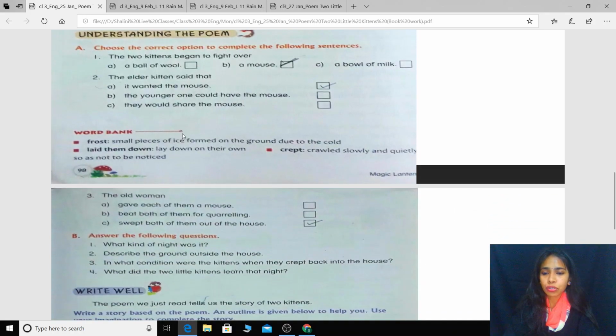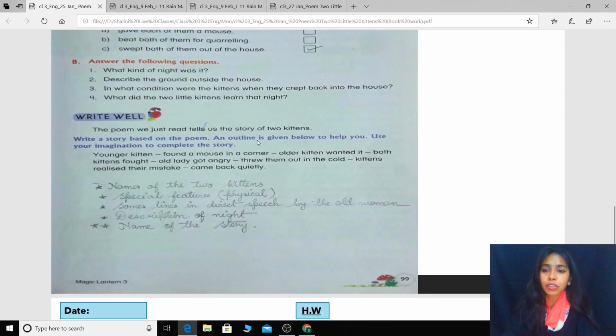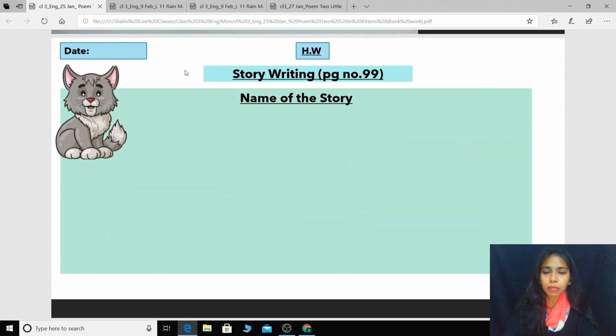Now let's just quickly revise the book exercise. So the two little kittens began to fight over a dash. So what do you have to write? A mouse. The elder kitten said that it wanted a dash. So what did the elder kitten want? The elder kitten wanted a mouse, right? Okay. So the old woman swept dash. So swept both of them out of the house, right? So this we have learned in the book exercise.